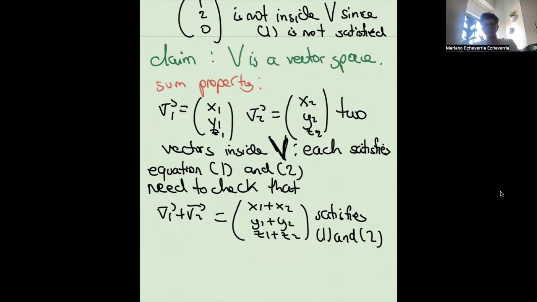Is that making sense? So that's what the sum property says, that whenever you have two vectors that satisfy the original equations, then their sum would satisfy the equations as well.